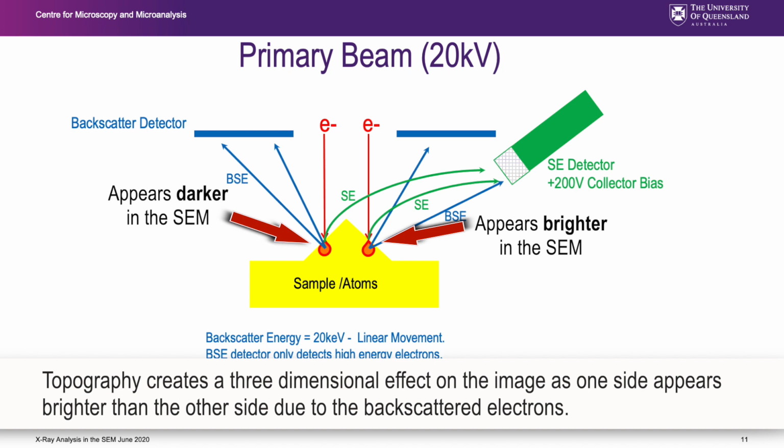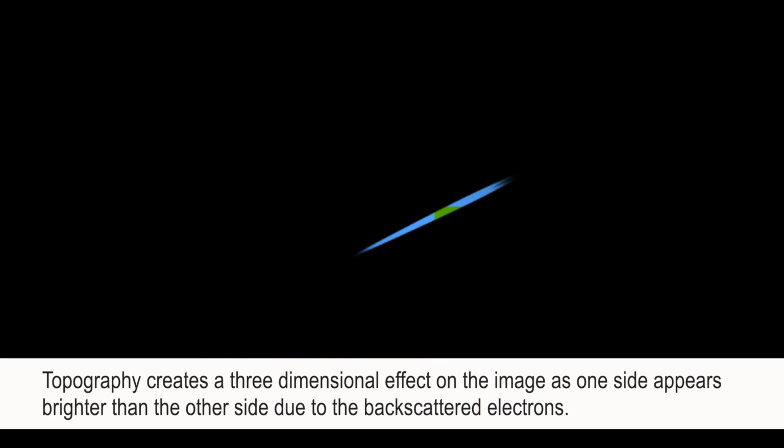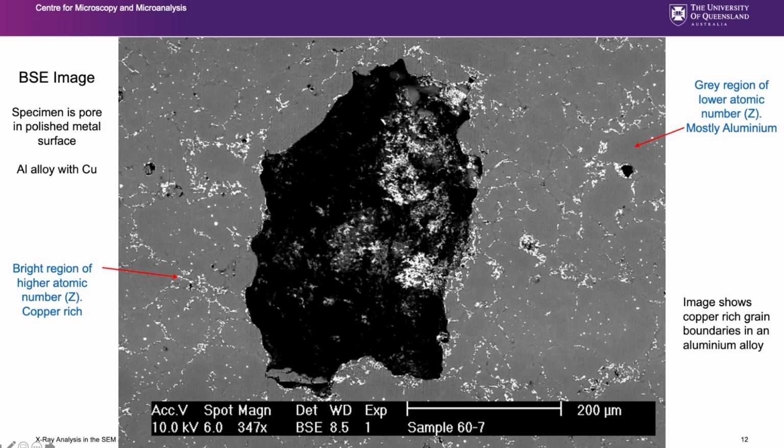That actually is very nice. It gives a three-dimensional effect to the image, but that brightness is due to the backscattered electrons. Let's have a look at some real images. This is a polished surface of a metal. It's aluminium alloy with copper in it. It's a flat polished specimen, but it's got porosity. So this is a hole in the surface, that big hole in the center.